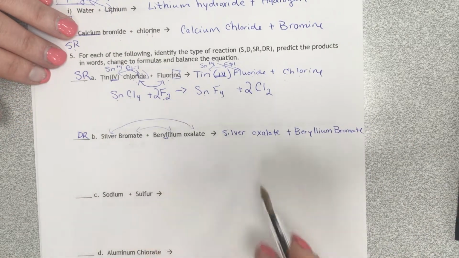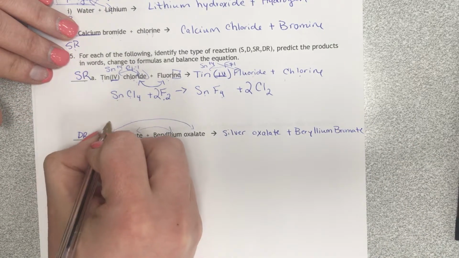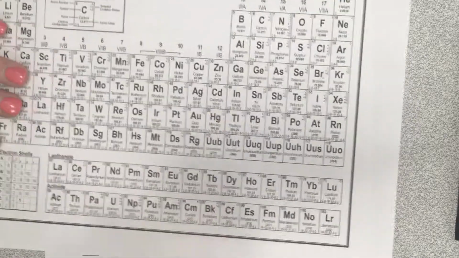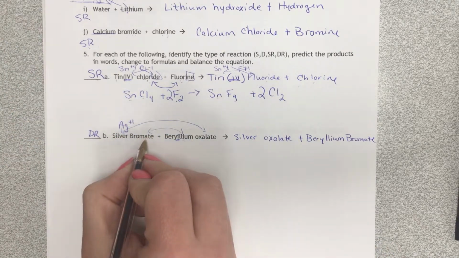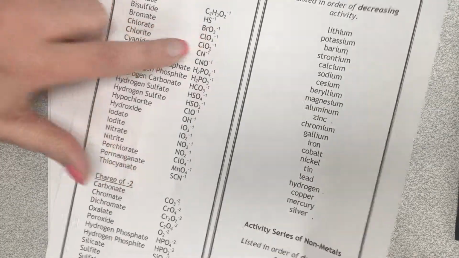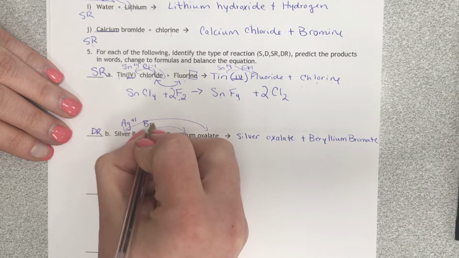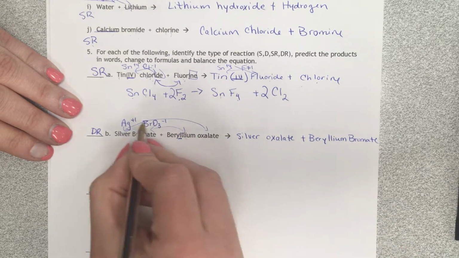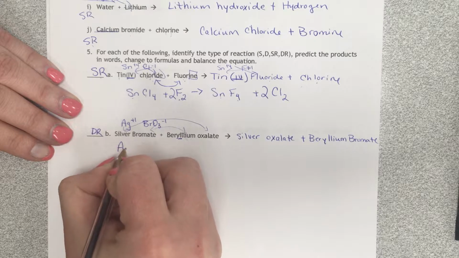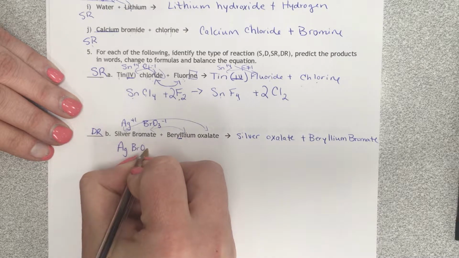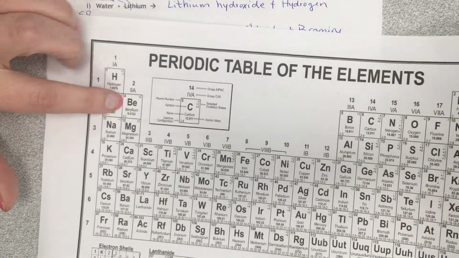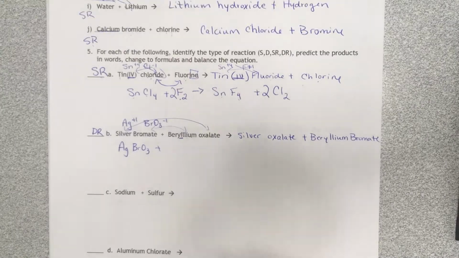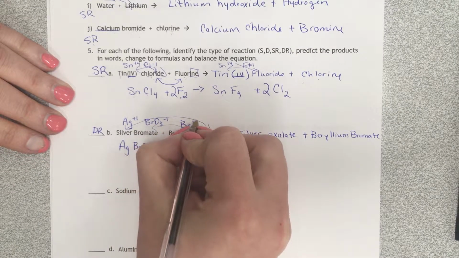And now you're just bringing down the formulas and then balancing them. So silver is Ag with a +1 charge. So silver, Ag +1, bromate. If it was bromide, we'd look on the periodic table, but since it's bromate, we're finding it here. Bromate, BrO3 -1. It's a 1-to-1 ratio, so we don't have to write any subscripts. So AgBrO3, plus beryllium. Beryllium is a metal, and it's right here, so it's a +2 charge. So Be +2.